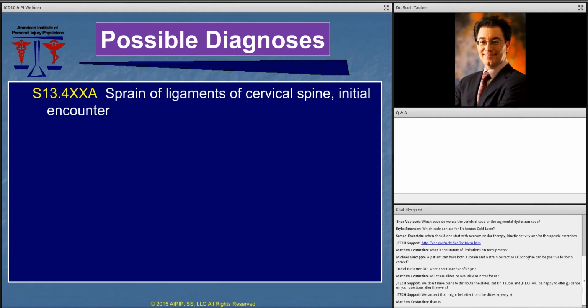So A stands for the initial encounter. S codes require a seventh digit. Now the code by itself is actually S13.4. If you think back to our first few slides, I told you that ICD-10 had what are called dummy placeholders. Well, we can't automatically jump from the 4 to the letter A. That would only be 5 digits. So in order to get to 7, we use X's, capital X, as dummy placeholders. So we need 2 of them to get to that initial encounter, which is A. You also have D, which is subsequent encounter, and S, which is sequela.